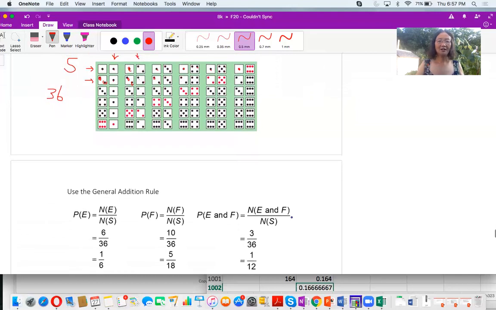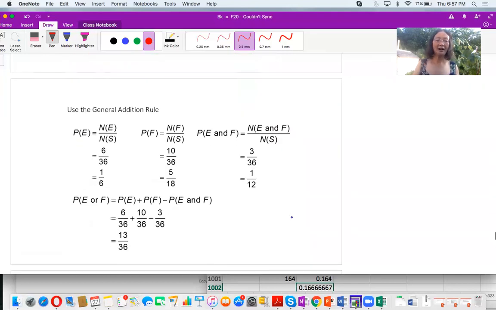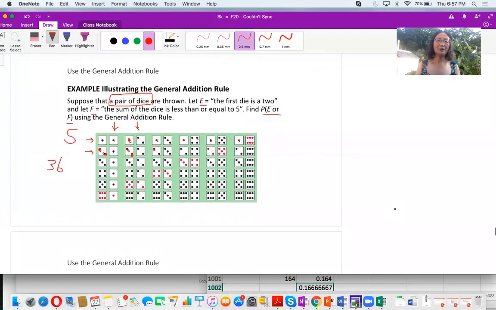Okay. To calculate the probability of E or F, use a general formula. Probability of E or F equals probability of E plus probability of F minus probability of E and F. So we need to calculate 3 probabilities. First, what is the probability of E? E represents the first die is 2.